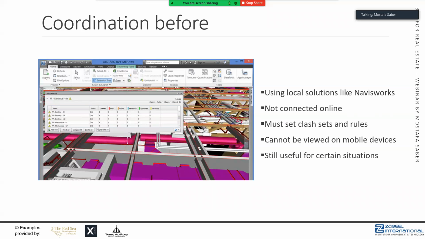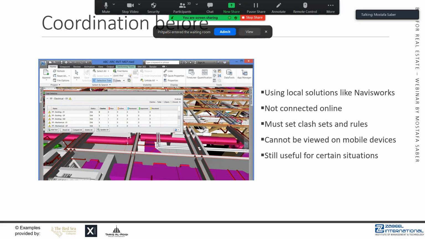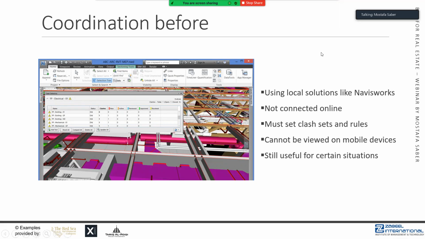However, this method is not the most efficient because you're using local information that is already on your hard drive. So someone could be changing the model right now, or you're reviewing a model that is 1 week old, that is old information. So it's not an online solution. It doesn't have the capability of instant collaboration. And you have to set the clash sets and rules yourself.